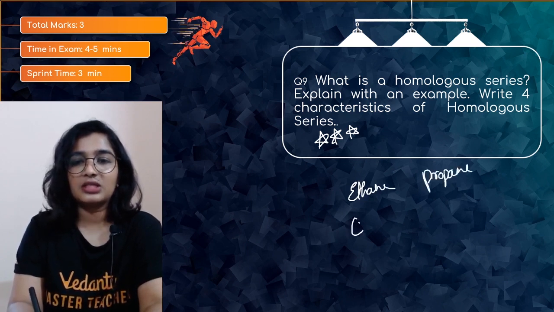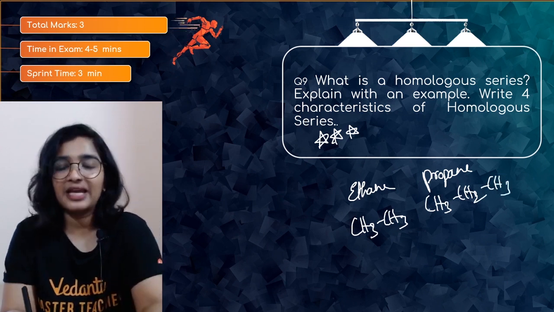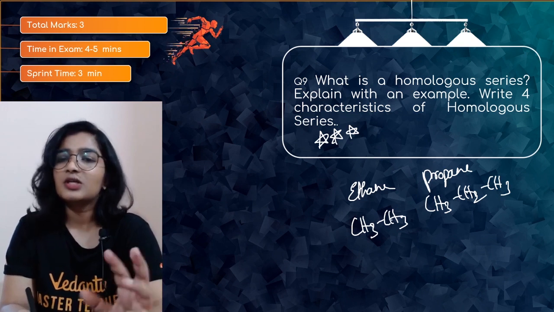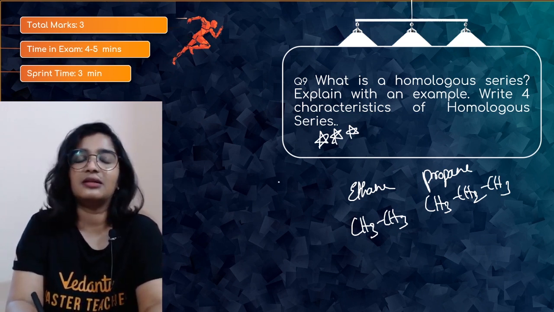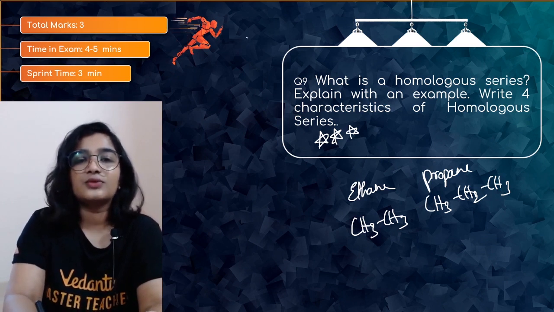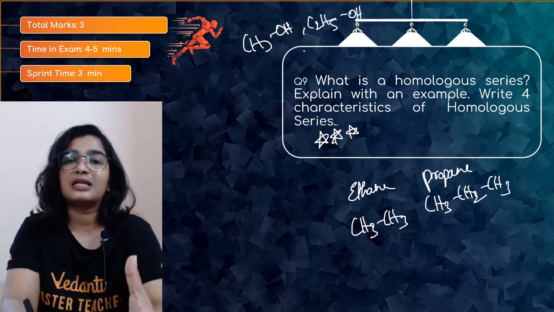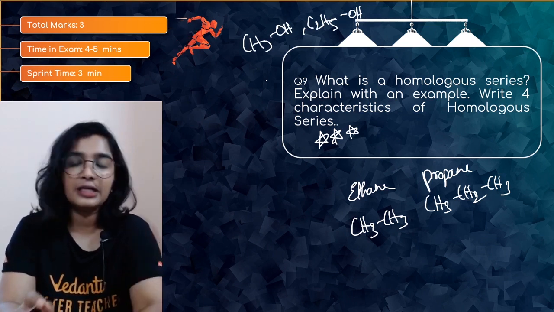CH3CH3, CH3CH2CH3. So they want you to explain here. Homologous series compounds contain the same functional group. So in alkanes there are no functional groups. So what you can do is take any other, like ethanol or methanol. So CH3OH, C2H5OH. They belong to the same homologous series, that is the alcohol series, because they contain the same functional group, but the molecular formula will be different.